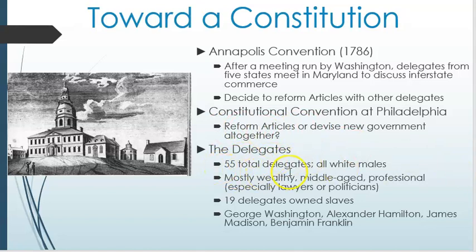The delegates, 55 total delegates, all white men. They're mostly wealthy, middle-aged professionals. A lot of lawyers, a lot of politicians. 19 of the 55 owned slaves. Among these guys that were delegates there: Washington, Hamilton, Madison, and Benjamin Franklin. Some of the founders of the original Declaration and stuff.